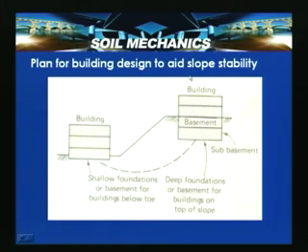And plan for building design to aid slope stability. Suppose the building design is made like this: at the crest of the slope a building is constructed, and similarly another building is constructed at the toe of the slope. The shallow foundations or basement for the building are below the toe, and deep foundations or basement for the building are on the top of the slope. If the planning is done like this, by locating the buildings at different elevations, this enhances the slope stability.